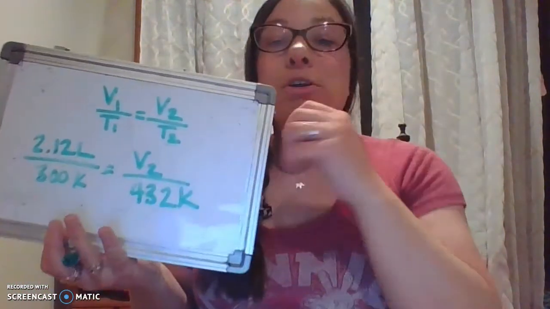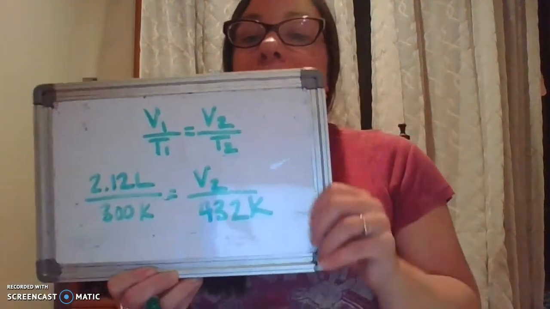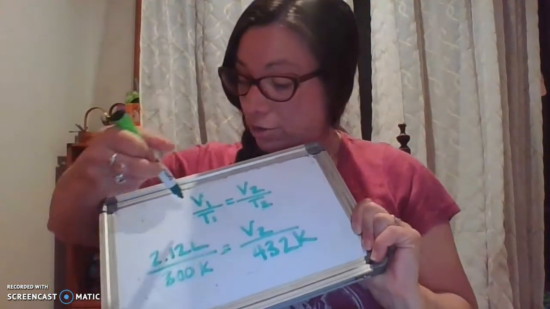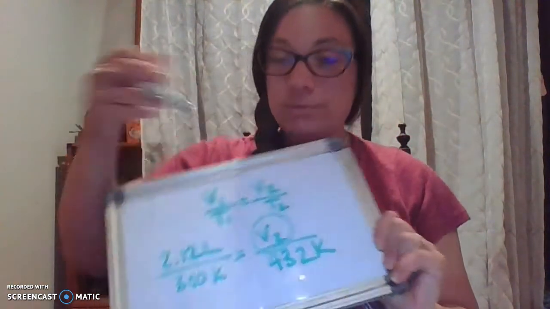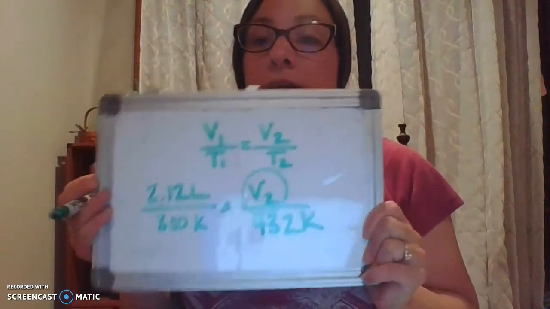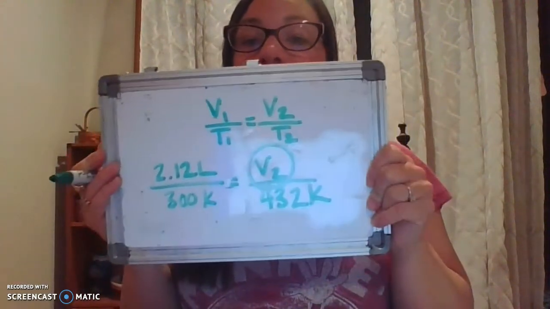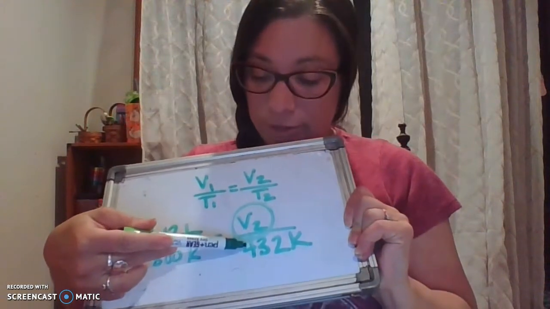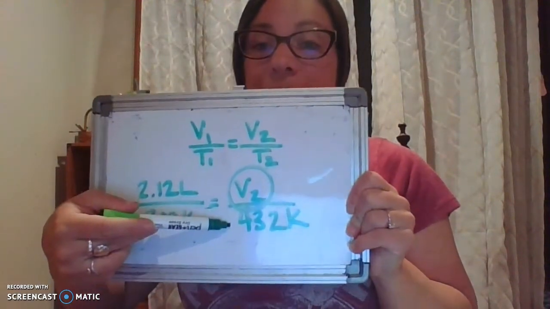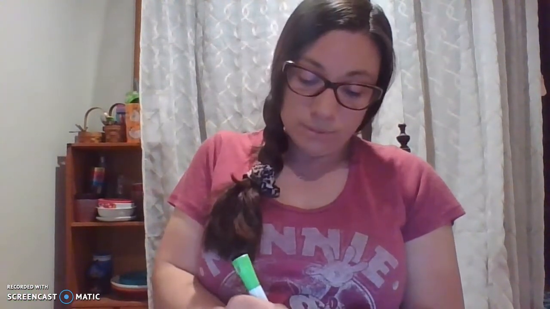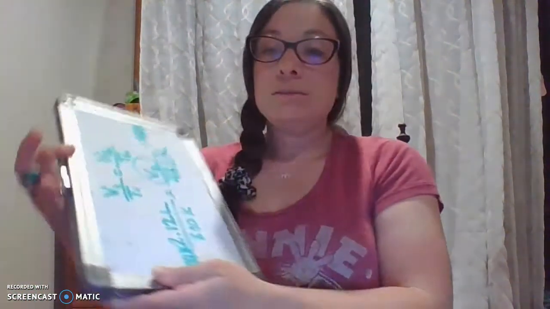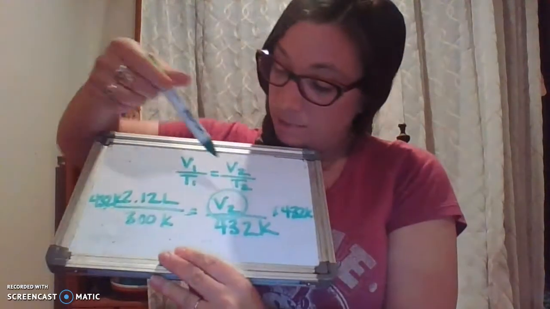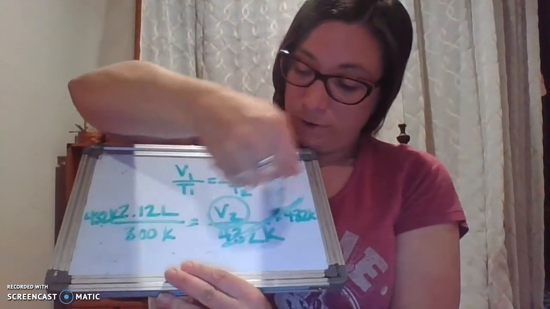Now, it's important to remember your basic algebra skills here, guys. We are going to be solving for this unknown variable right here, volume 2. So we want to isolate volume 2. That means that we have to get it by itself. So in order to get it by itself, we have to multiply by whatever's on the bottom of this fraction. We're going to multiply both sides by 432 Kelvin. Okay, so in solving this problem, I'm going to cancel out the 432 over here.